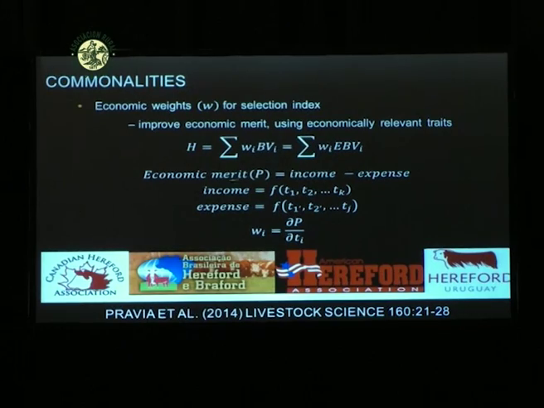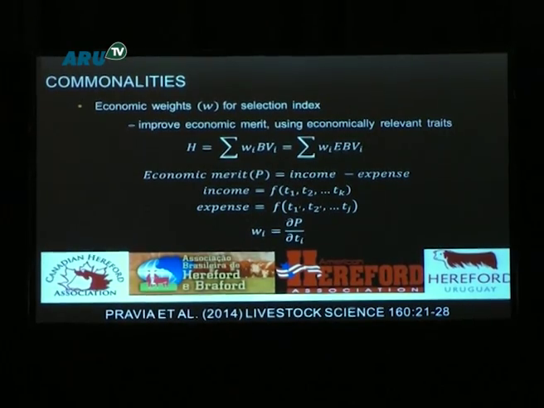I'm going to submit that economic merit is income minus expense. Income is based on several traits. Expense is based on several traits. They don't have to be the same traits. They can be different traits. And in fact, they are different traits. And what I want to do is estimate economic weights as the change in profit that results from a change of one trait holding all other traits constant.